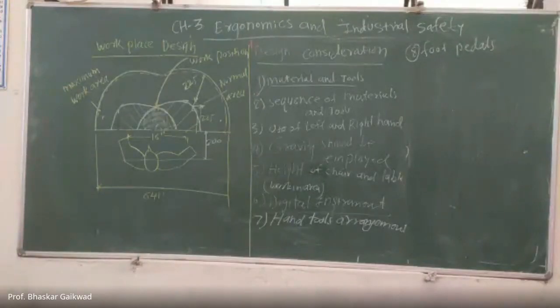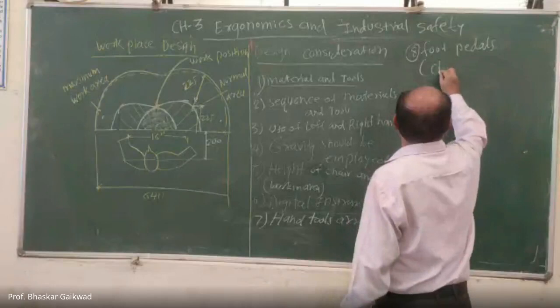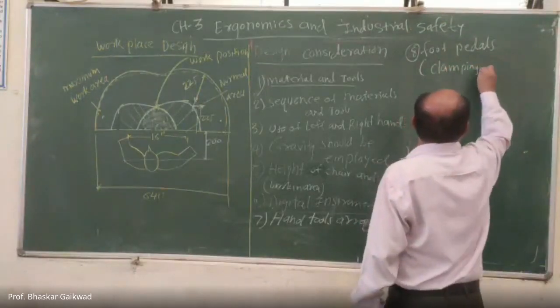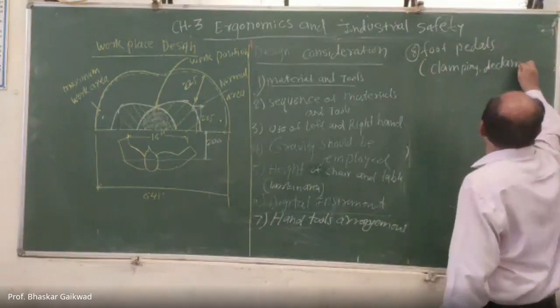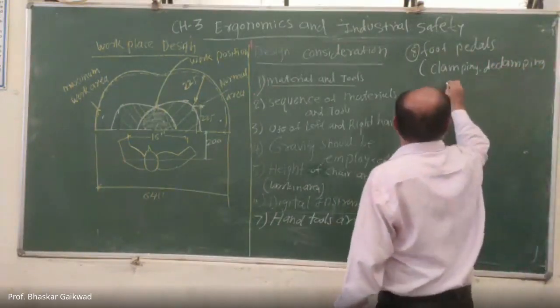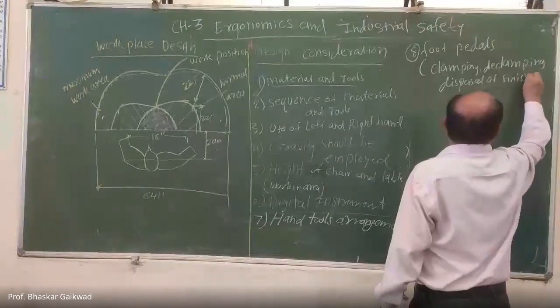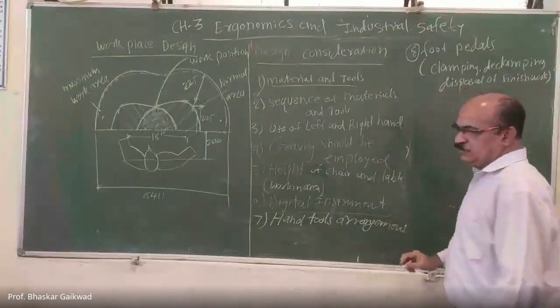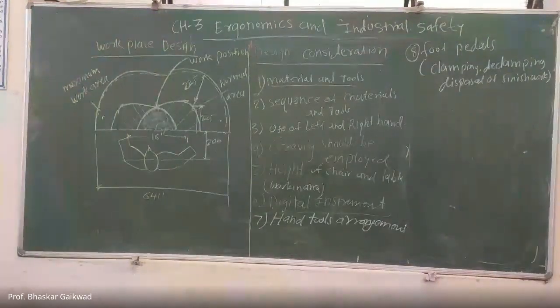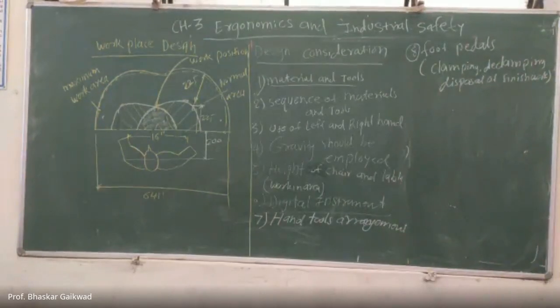So these foot pedals are normally used for clamping, declamping, and disposal also. So here we can use them for clamping, declamping, and disposal of finished work. For operating purposes also, we can use them for clamping and declamping any parts in the working place, and disposal of finished work. For this purpose we are using this.